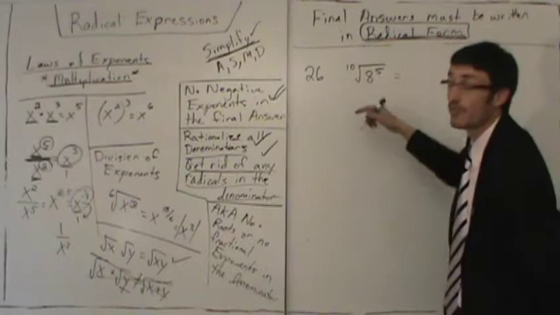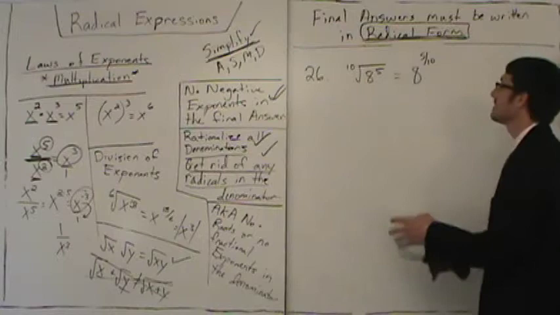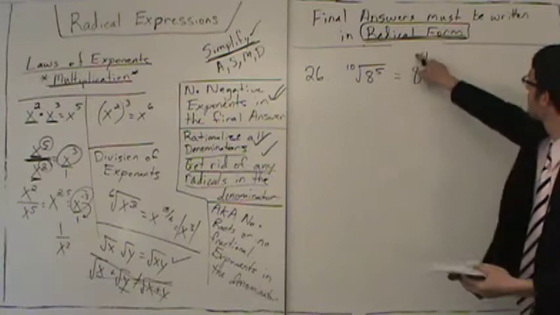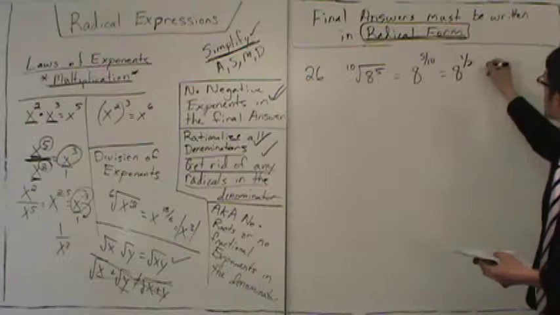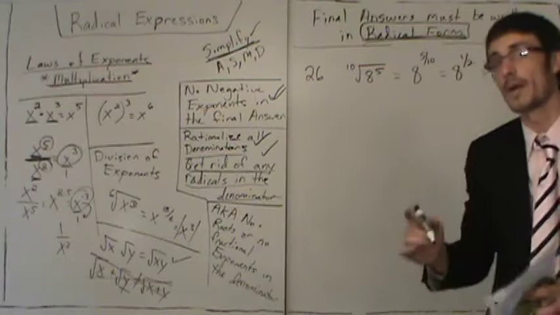If we write this as 8 to the 5 over 10, you immediately see that the exponent reduces. So we can say 5 over 10 divided each by 5, this is what? 5 divided by 5 is 1, we get 8 to the 1 half power, which is rewritten as the square root of 8. So our final answer must be in radical form. Let's look at some other examples. We're not done with this.